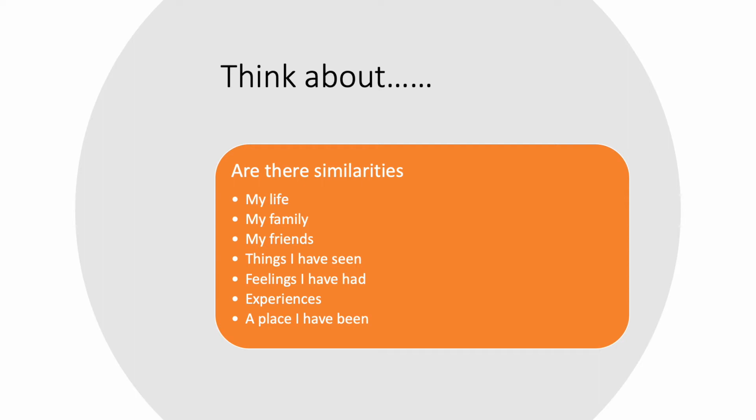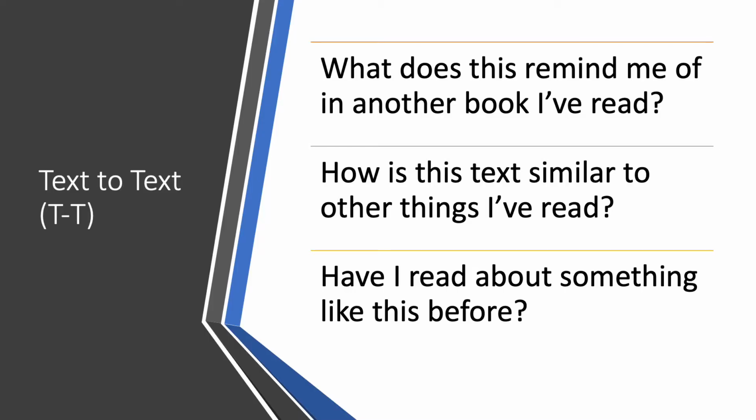The next type of connection is a text to text connection. These are typically the connections that students struggle with the most. A text to text connection is when you are making a connection from something you've read to something else that you may have read. So, some questions to think about.